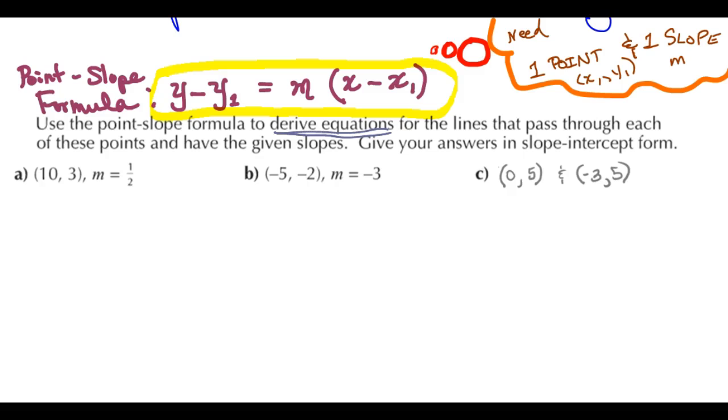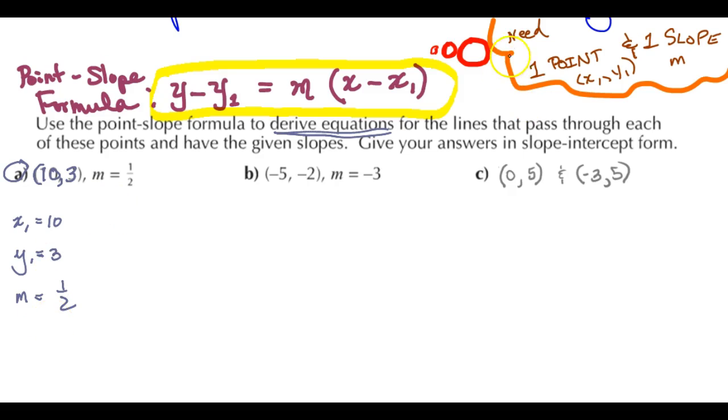Let's try A. For A, we have the point 10, 3. That's my x1, y1. So x1 is going to be 10, y1 is going to be 3, and my slope will be 1/2. Now check it out. That's everything I need, right?